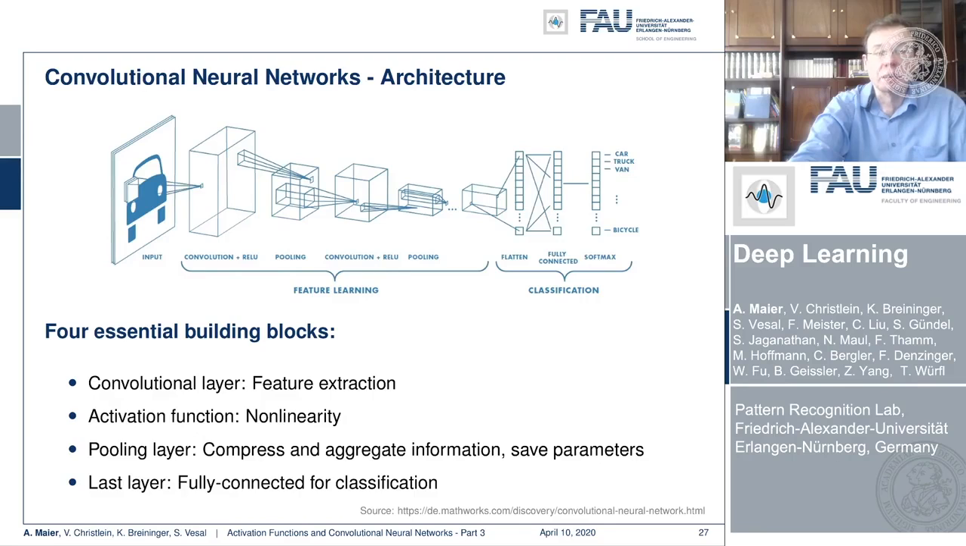The feature maps are then summarized again by a pooling layer, and you go on like so until you have some abstract representation, and the abstract representation is then fed to a fully connected layer, and this fully connected layer in the end maps to the final classes, which is like car, truck, van, and whatnot, and this is then the classification result.